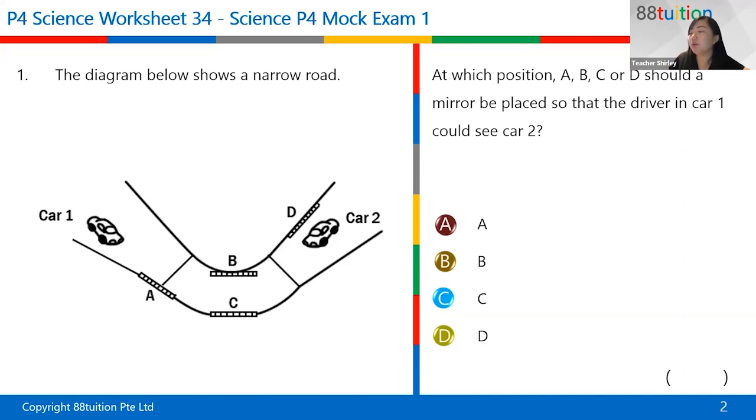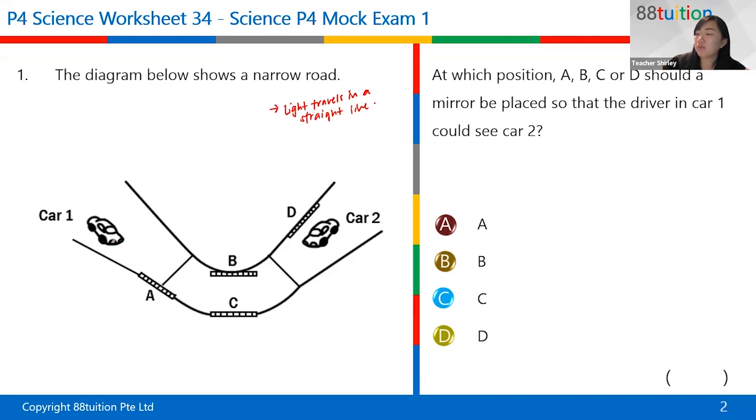So this is a narrow road. At which position should the mirror be placed so that the driver in car 1 can see the driver in car 2? So this one obviously is under the light topic, right? How light actually travels. If you know the concept well, you do know that light travels in a straight line. So this one is the underlying concept.